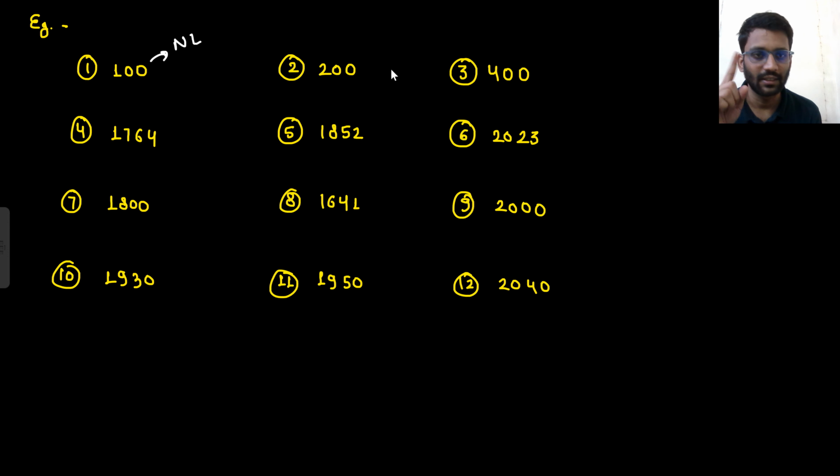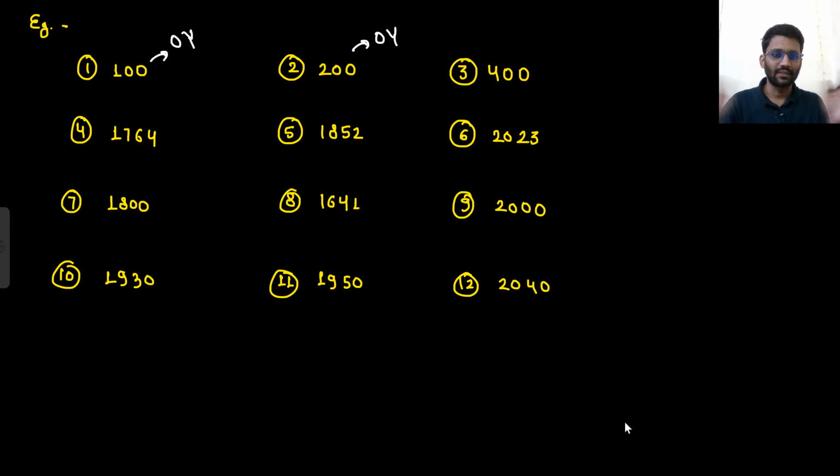200 is a century year? Yes. Is it divisible by 400? No. Non-leap year. I shouldn't say non-leap year, I should say ordinary year. I will write ordinary year. Non-leap year is equal to ordinary year. Simple year. And leap year is different. 400. Is it divisible by 400? Yes, it is divisible by 400. What does that mean? That it is a leap year.